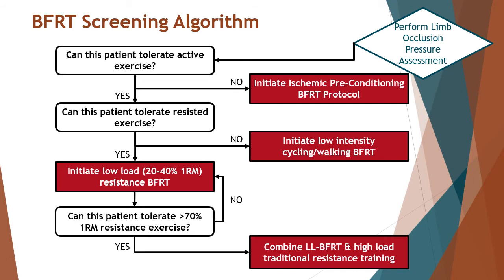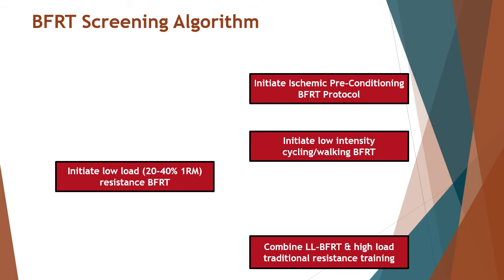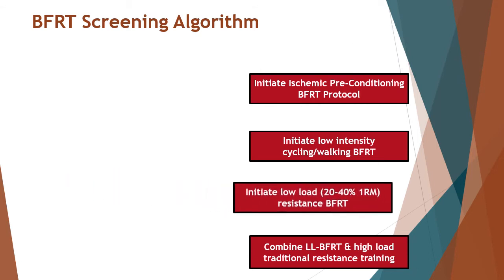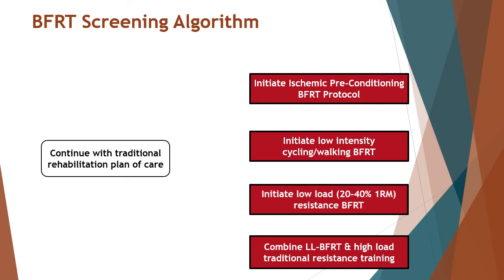So in conclusion, the actions that you're left with are, again, stratifying the risk of the individual, determining whether it's indicated for them to perform BFR, having them perform traditional resistance training if they're not indicated, and then determining whether they should be doing passive exercise, low load or low intensity aerobic, low load resistance training, or low load resistance training in the presence of BFR plus high load resistance training.